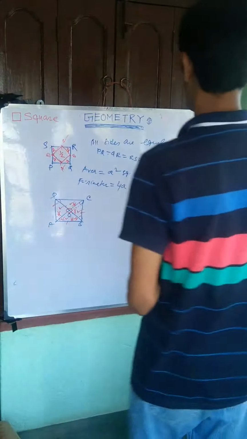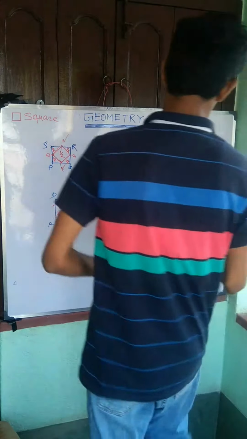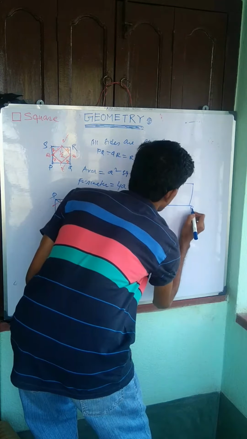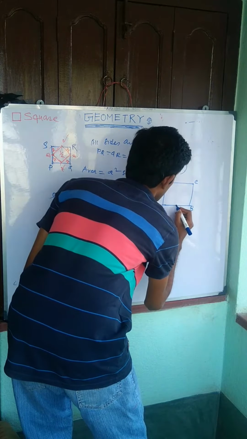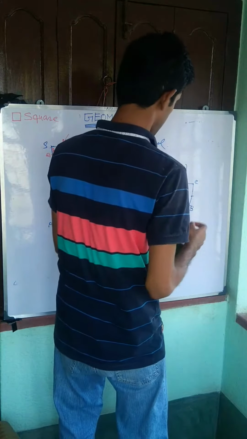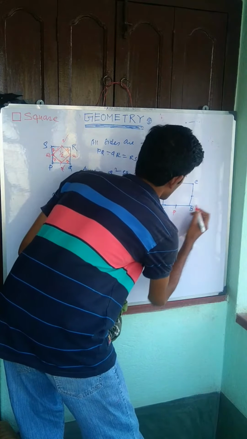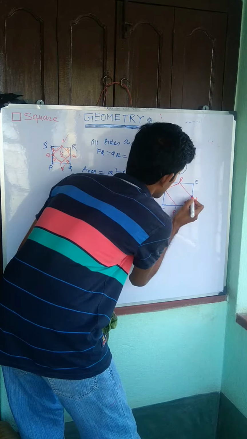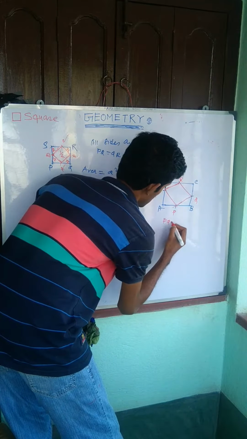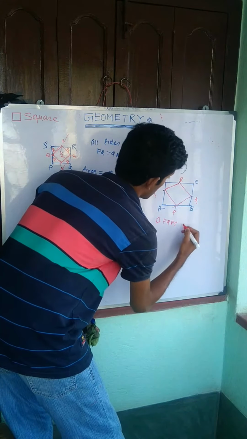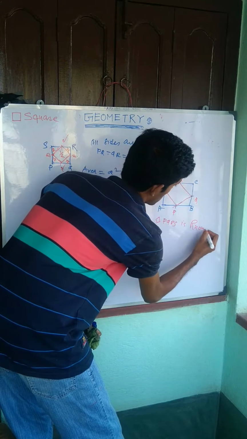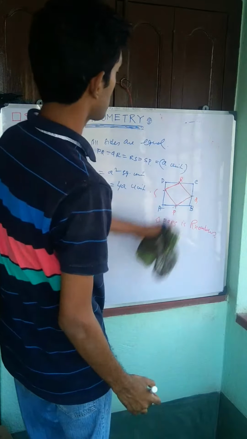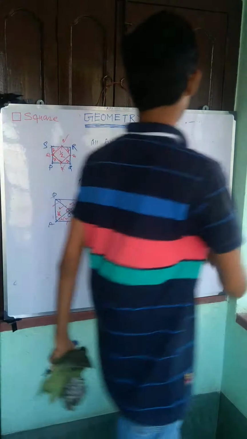Sorry, I have made some mistakes in the rectangle case. Joining the midpoints of the rectangle, the resulting figure would be a rhombus. Slightly a little bit of a mistake.